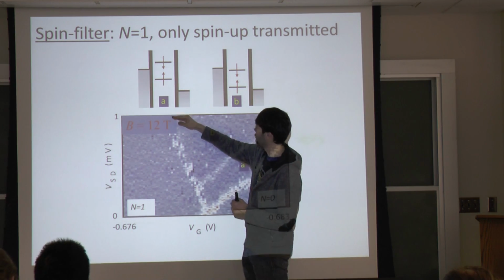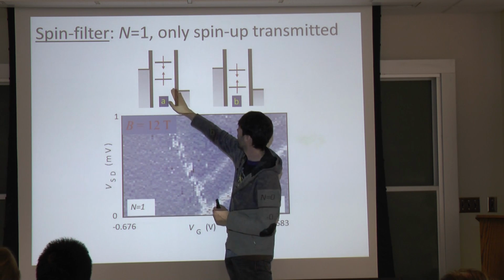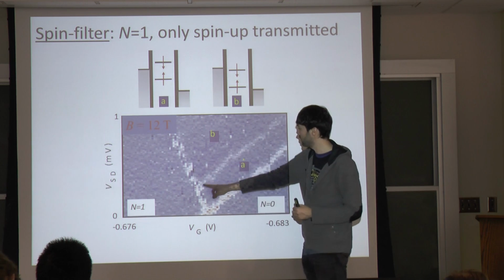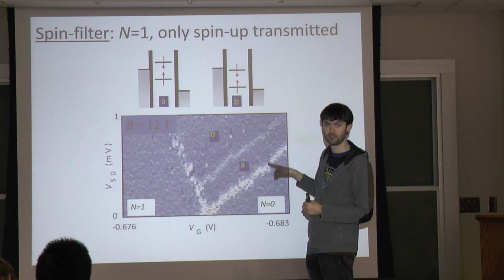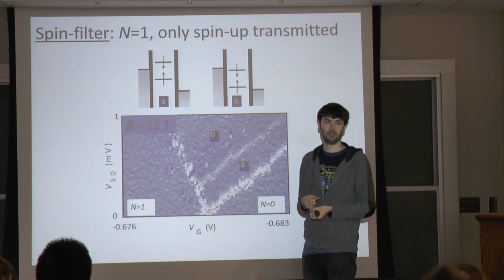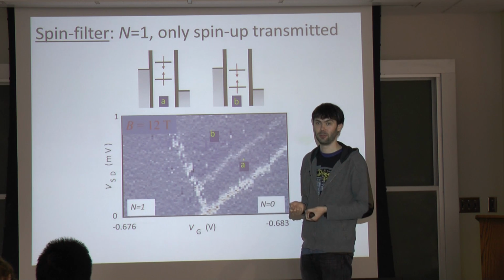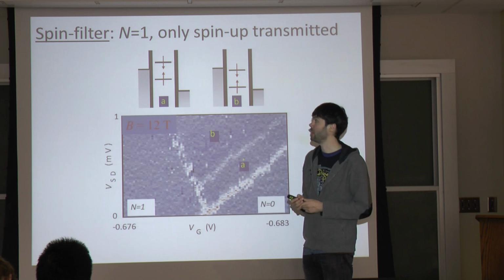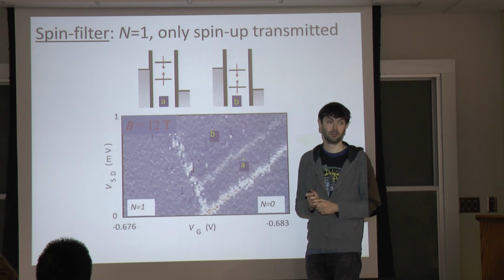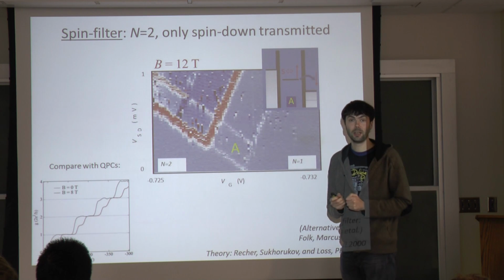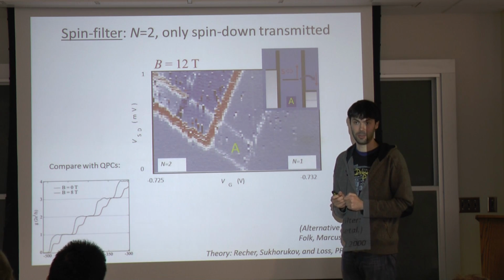But now let's tune the gate a little bit such that only one of these levels is inside this bias window. And that corresponds to being in this region A here. So in that case, the spin-down electrons are not allowed to go. Only spin-up electrons are allowed to go. So we made a spin filter which only allows spin-up electrons to go through.